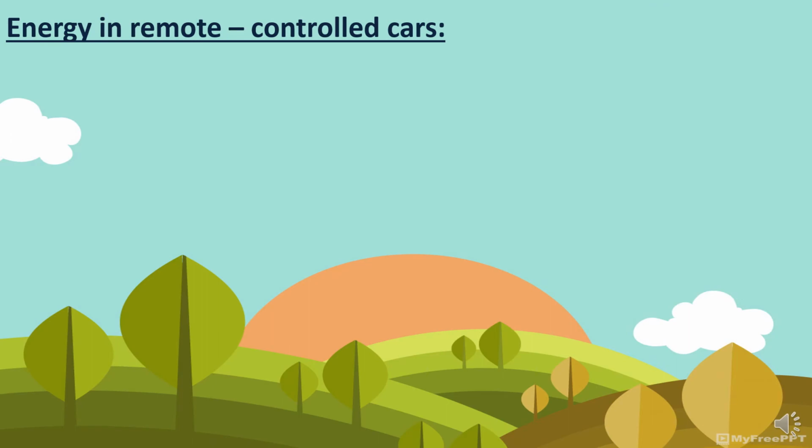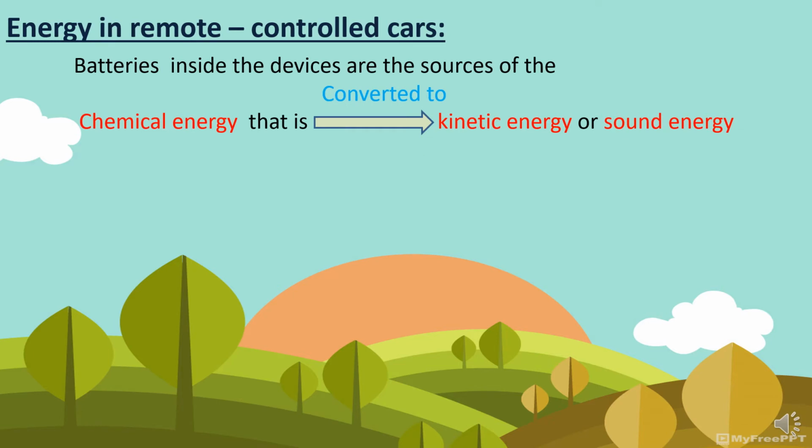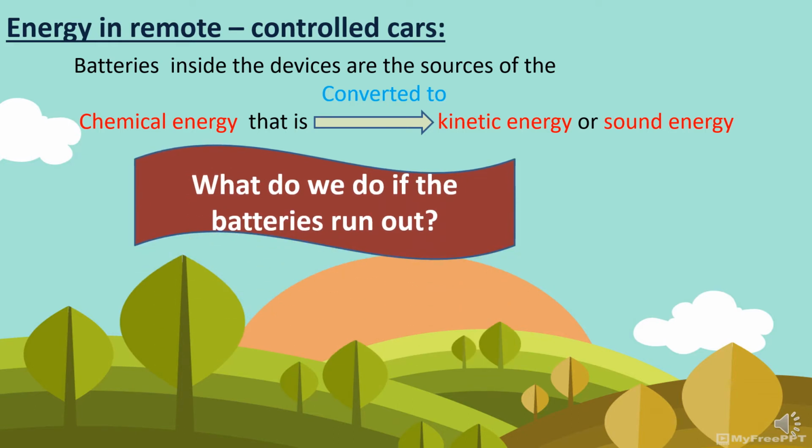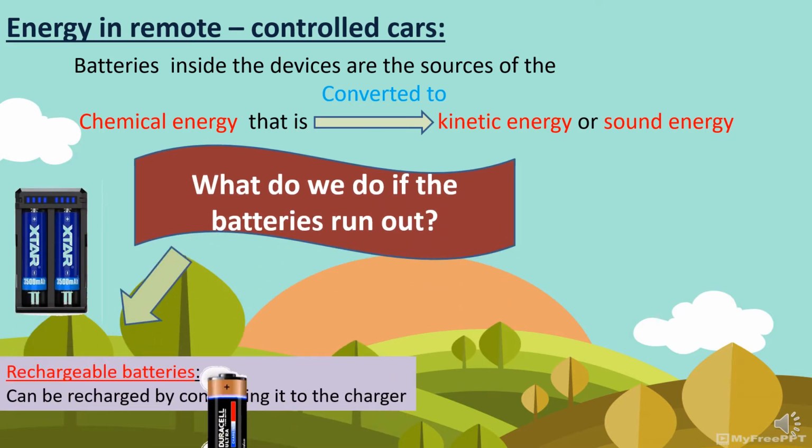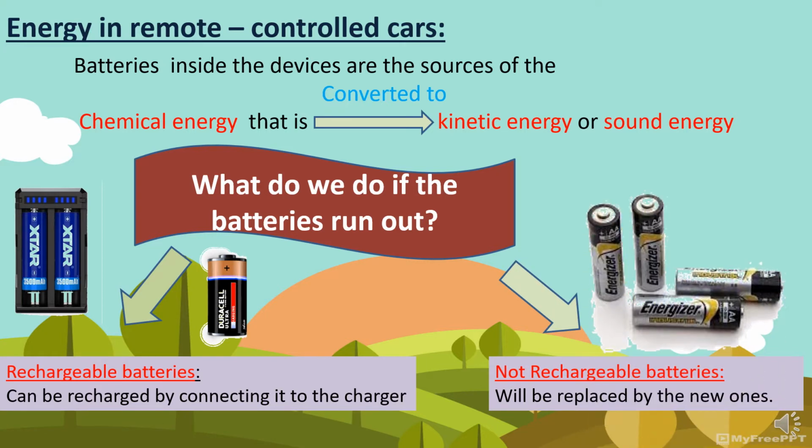Do you know how energy is converted in remote-controlled cars? Yes, the chemical energy inside the batteries will be converted to kinetic and sound energy. What are we going to do if the batteries run out? Actually, we have two types of batteries: the rechargeable batteries and the non-rechargeable batteries. If the batteries are rechargeable, we are going to connect them to the charger. While if the batteries are non-rechargeable, we are going to replace them with new ones.